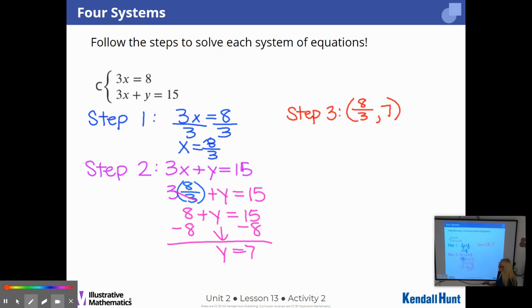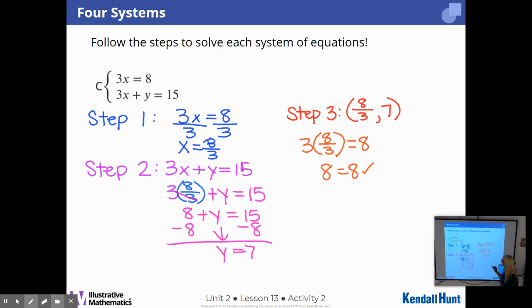Let's plug that in and see if it works. So if I have the first equation, 3 times 8/3 equals 8. Well, 3 times 8/3 is 8. And so that checks out.